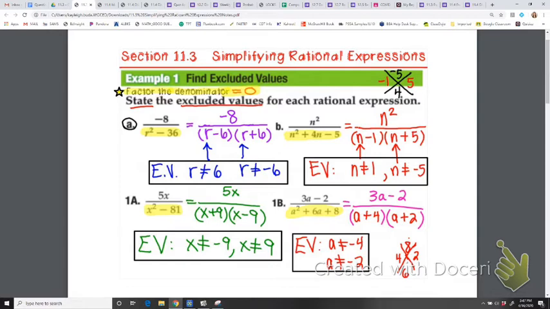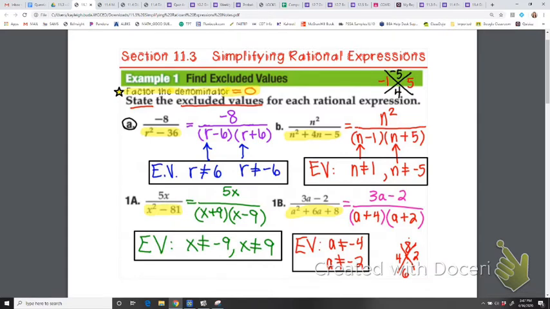So question letter A, negative 8 divided by r squared minus 36. We should know from chapter 8 that r squared minus 36 is a difference of squares. So you can factor that into r minus 6 and r plus 6.